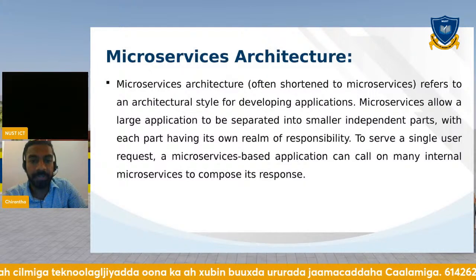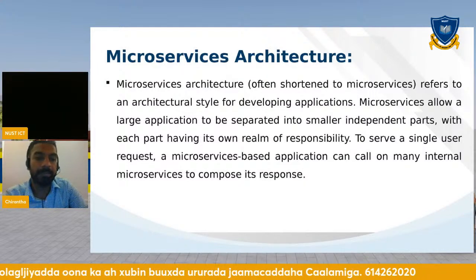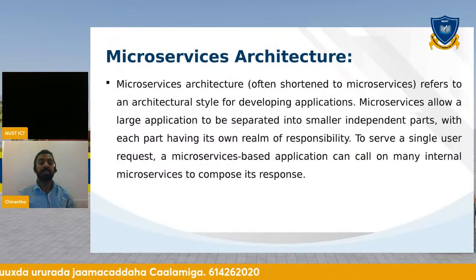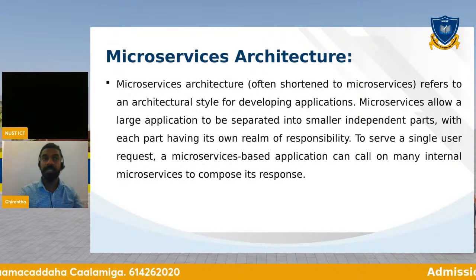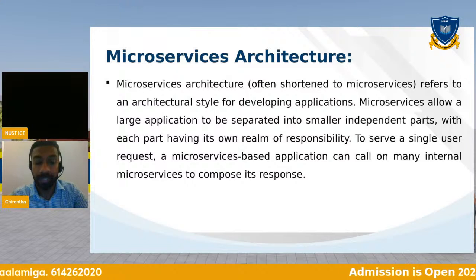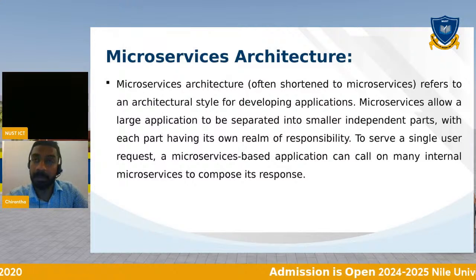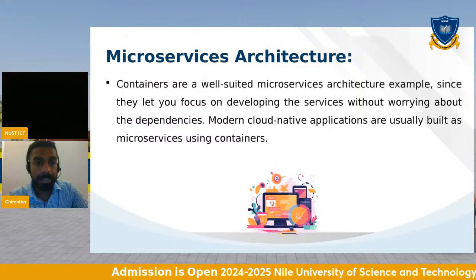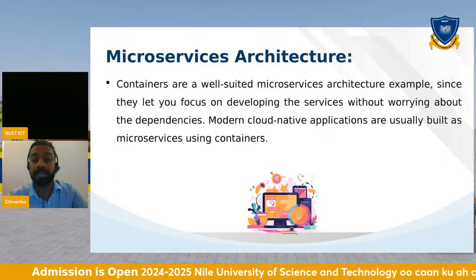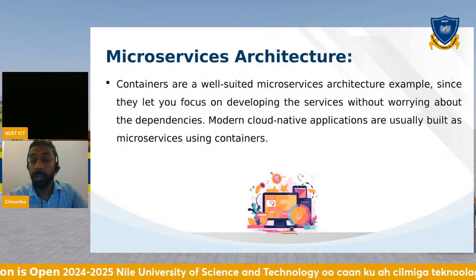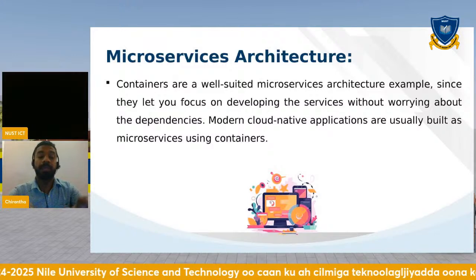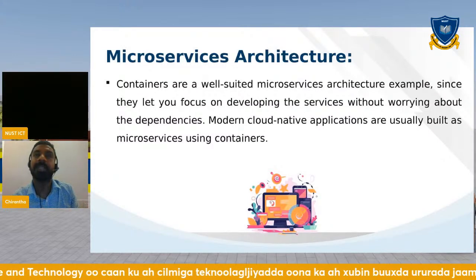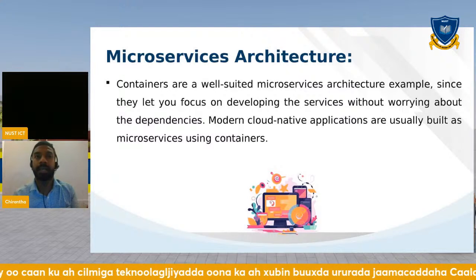So to serve a single user request, a microservices-based application can call on many internal microservices to compose its responses. Internally, they can make any kind of system calls and application calls for their work. Then containers are a well-suited example for microservices architecture. Why? We know that the whole application is going to be divided into different sections. In that case, we need to maintain the containers.